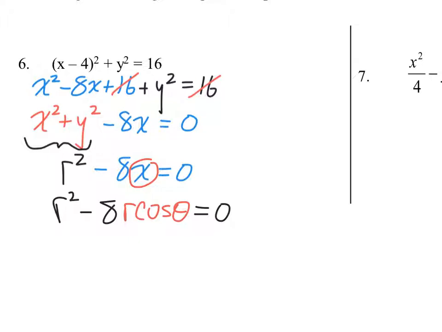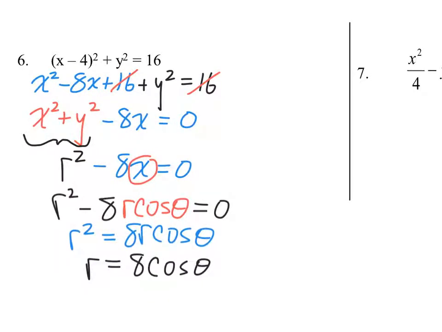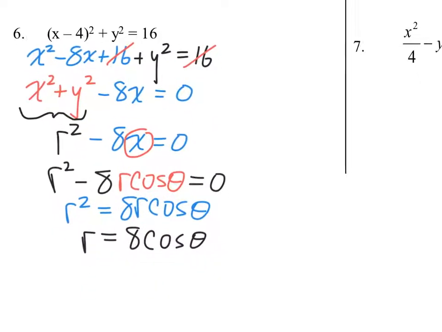All right? So if that's the case, then I would move the 8r cosine theta to the other side. So r squared equals 8r cosine of theta. And then I would divide out the r. So r equals 8 cosine theta. Now, that little move right there that I just did, dividing both sides by a variable, in function form, rectangular form, that's like a cardinal sin. But in polar form, it's perfectly fine.